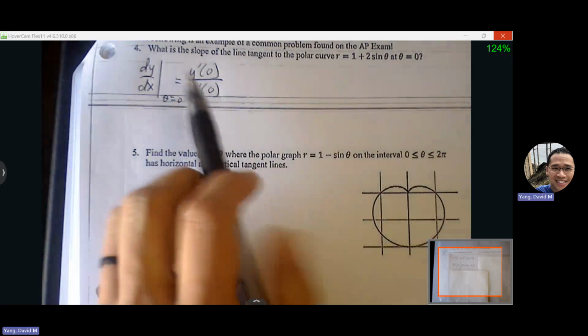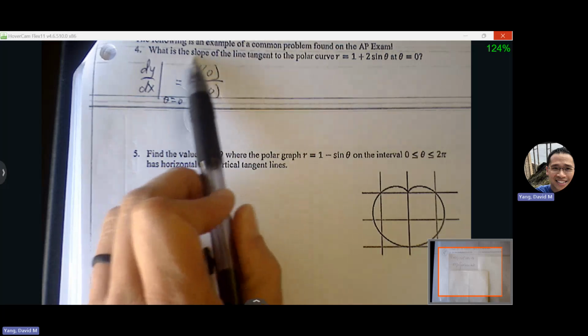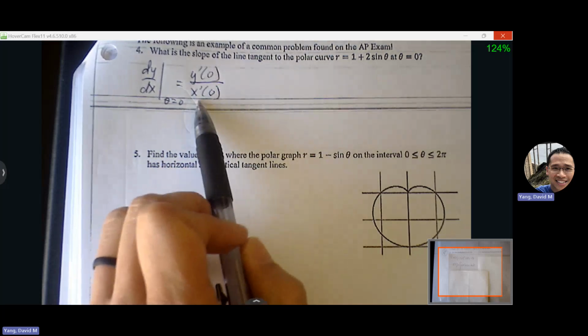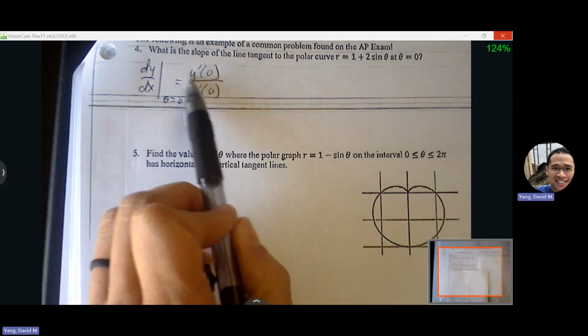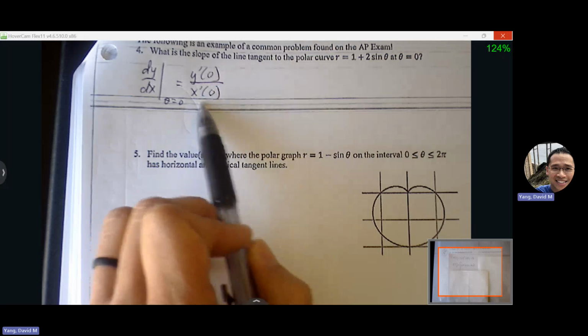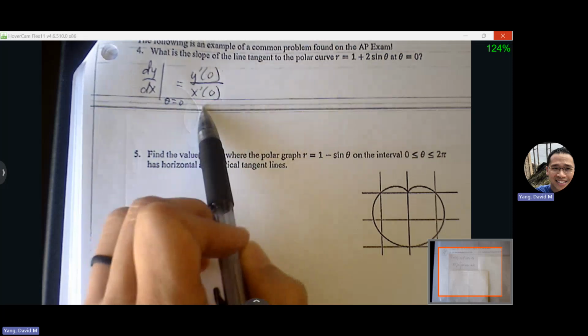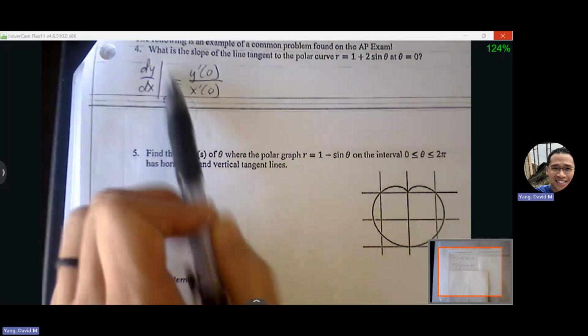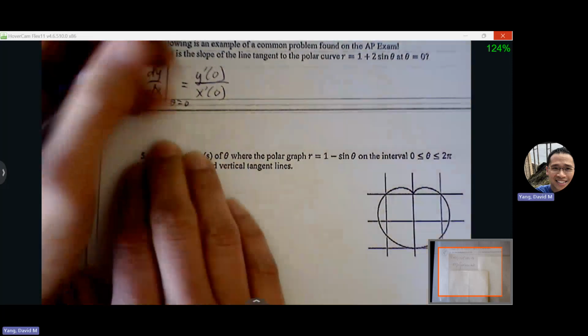So we know that dy over dx is basically dy over d theta divided by dx over d theta, similar to how we do with parametric. So we have to find the derivative of y, find the derivative of x, plug in 0 for each of them, and ultimately this is going to result in something equivalent to the slope we're looking for. But let's build them one piece at a time.